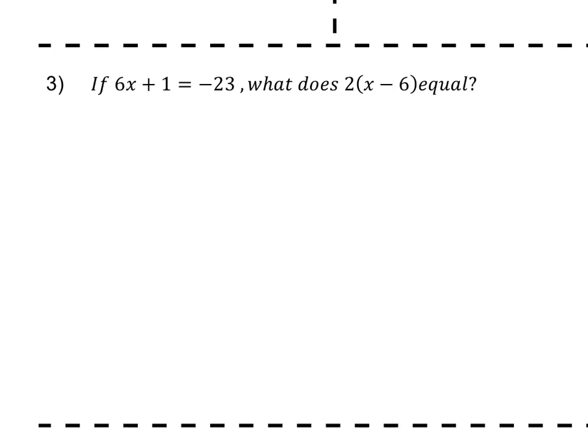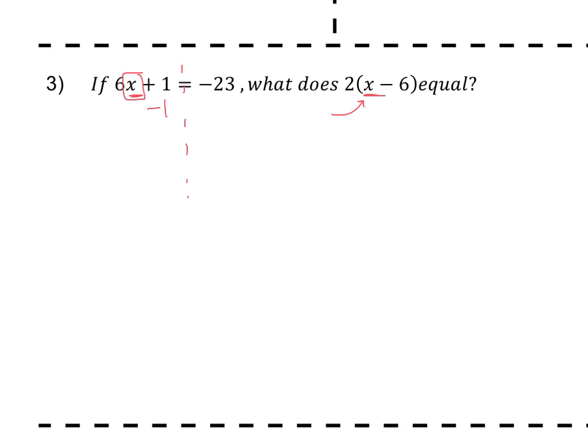Okay, moving on to example 3, we have if 6x plus 1 equals negative 23, then what does 2 times x minus 6 equal? Well, notice that we've got an x here and we've got an x here. So what we want to do is solve for x in this equation, and then we're going to plug it in to this equation. Okay, so let's do this. Let's draw our dotted line because everything is collected. And let's go ahead and solve.